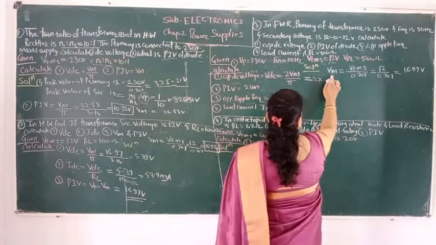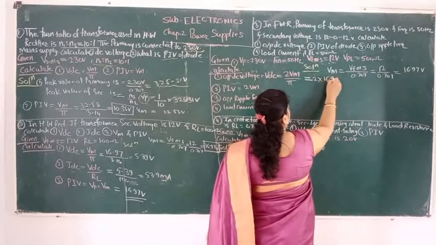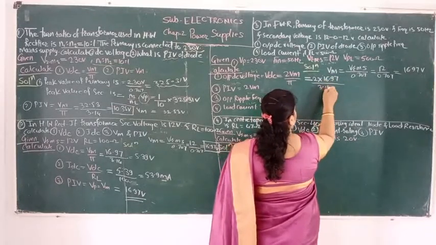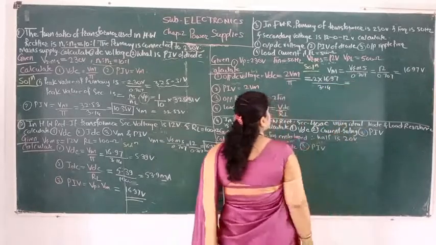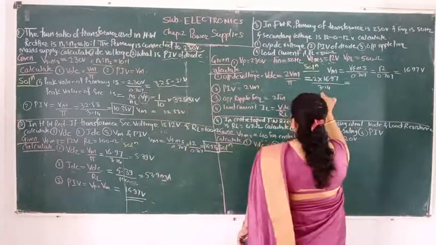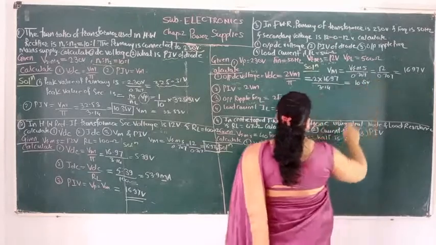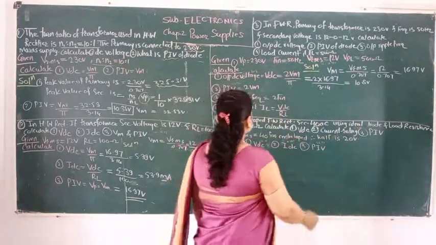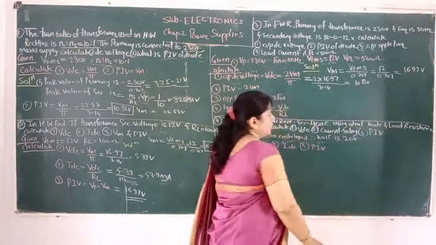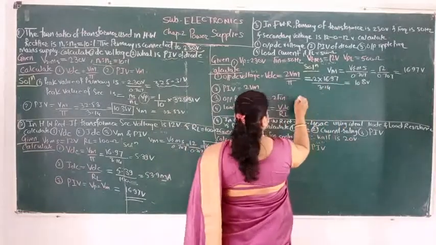So 2 into the value of Vm, which is 16.97, and the value of pi is 3.14. You can solve this by using a log table. So we will get the value as 10.8 volt. The output DC voltage we get is 10.8 volt. Whatever value you get, solve it at home and write the answer here.